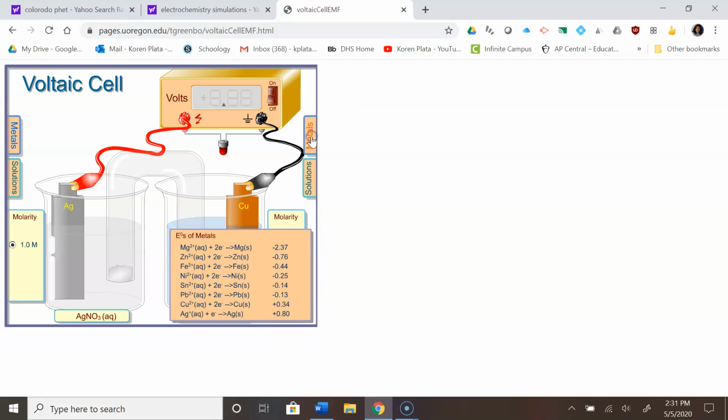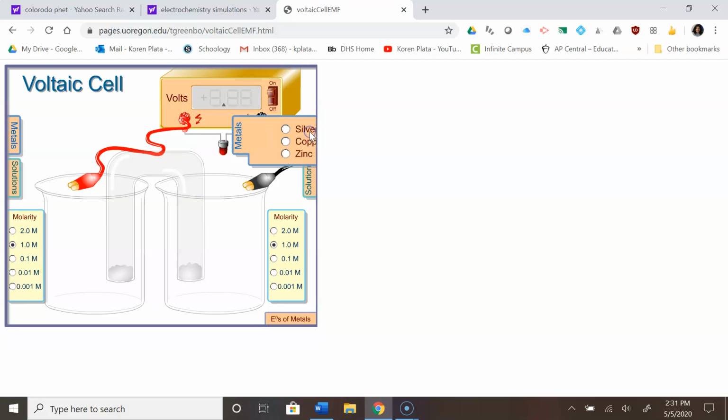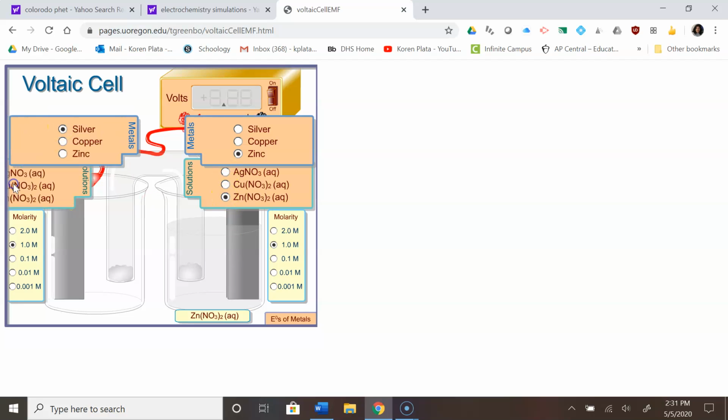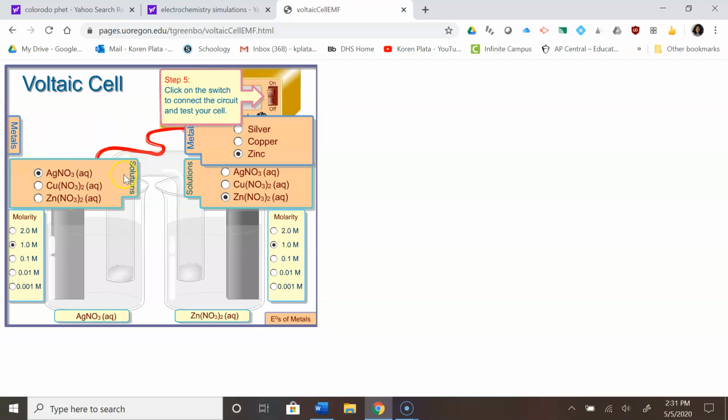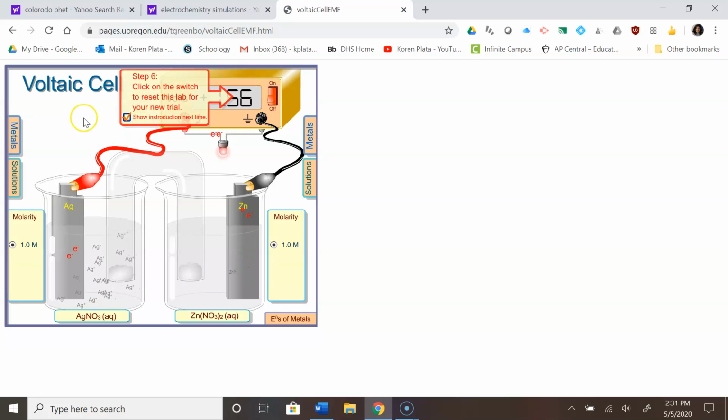So let's go on and we'll do, oops, I'll close that. Second example, we'll do zinc and silver. Close those back up once again. Turn on the switch and we'll see what happens. So notice that once again, you've got a positive voltage. So this cell would act as a battery.